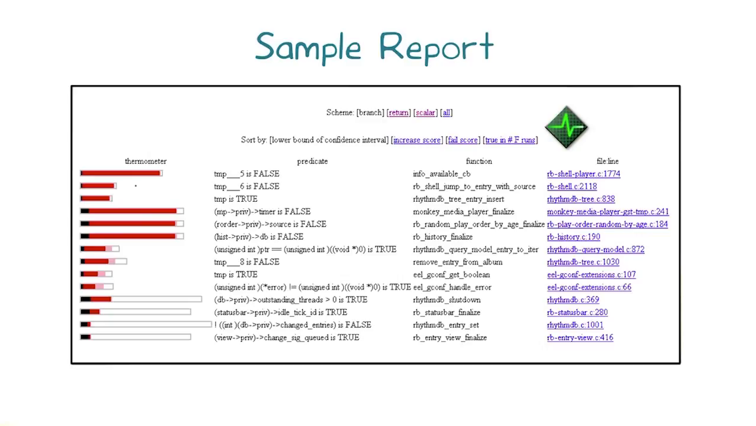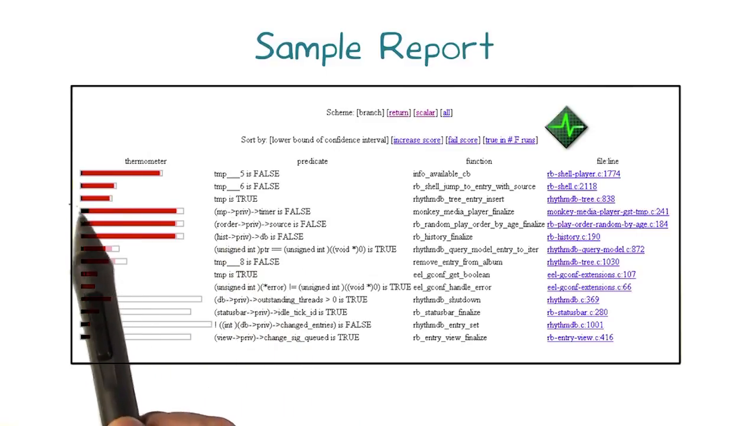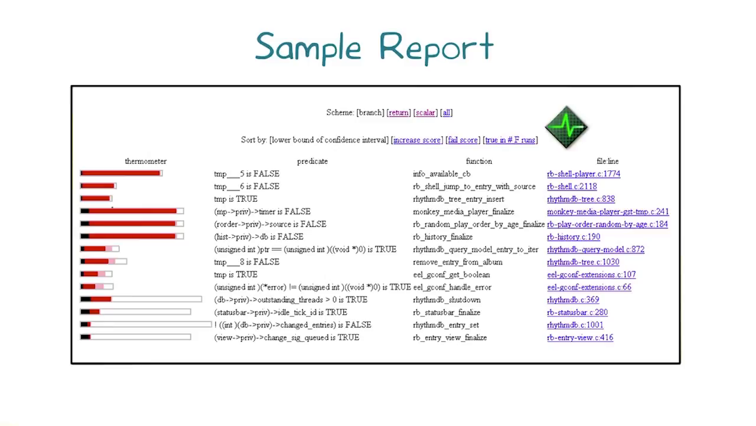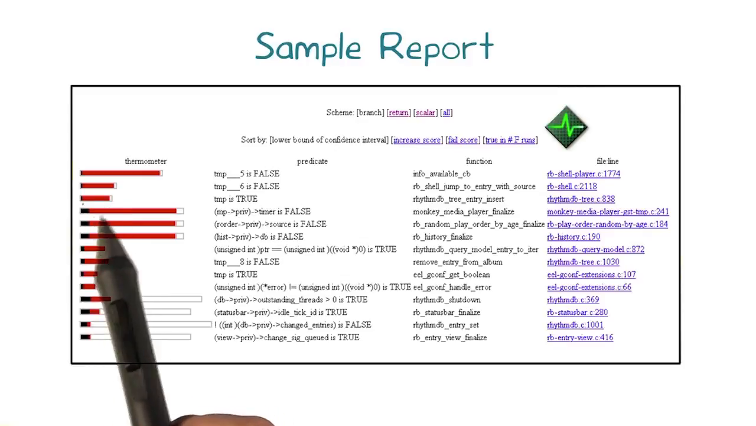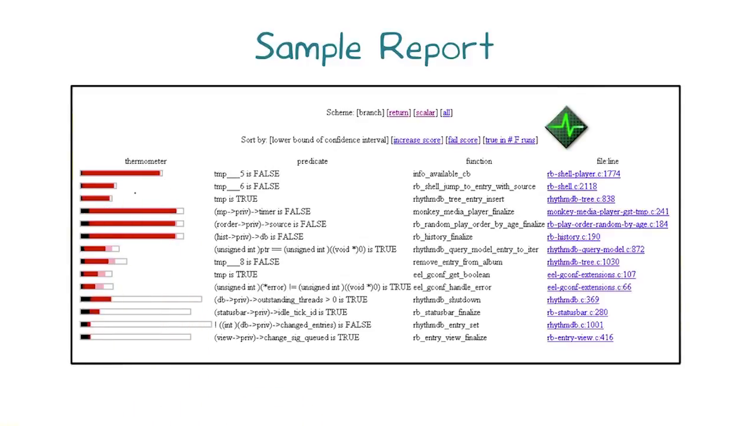The second predicate from the top, temp 6 is false, also has a large portion of red in its thermometer. So it is also predictive of program failure. But its bar is shorter than that for the top predicates, meaning that it was observed to be true in much fewer runs in total.